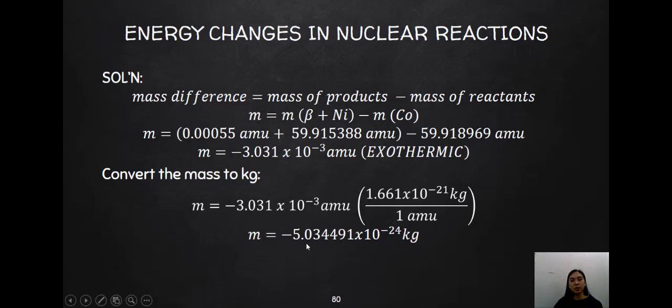negative 5.034491 times 10 raised to the negative 24 kilograms. So that is the mass difference. The mass is really the problem for you. However, it's very critical that you know how to calculate the correct mass.